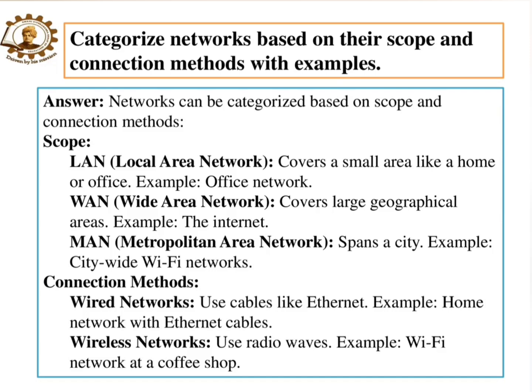Categories of networks. The first one is LAN, that is Local Area Network. It connects devices within a limited area like a home or office. Just think of a local road network connecting houses and businesses in a neighborhood.